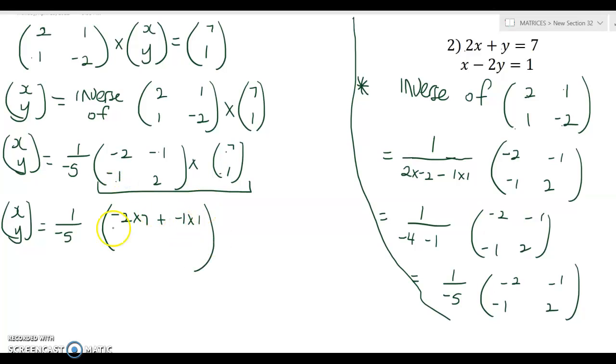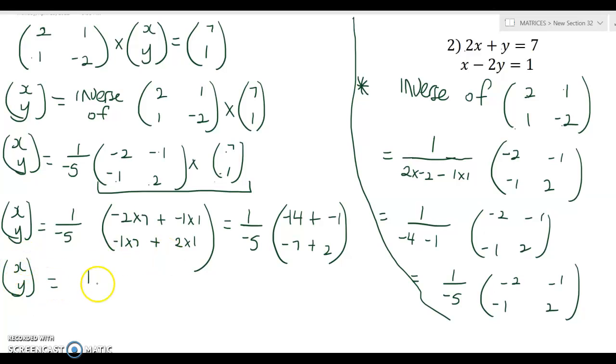And then the bottom now, minus 1 by 7. I can simplify right here, actually. So then I get minus 2 by 7 is minus 14 plus minus 1. And then I have minus 7 plus 2. So now we'll get xy is equal to 1 over minus 5.